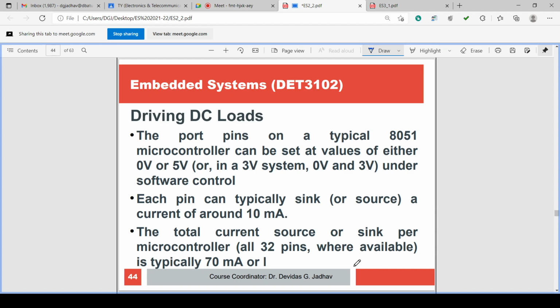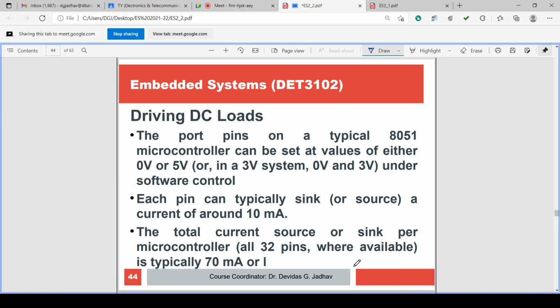In case of hardware, if you look at the hardware details, each pin can typically sink or source current of around 10 milliampere. So one pin can typically sink the current or source the current. Sink or source means whatever current the external circuit is providing is sunk by the pin. Sink means absorb.